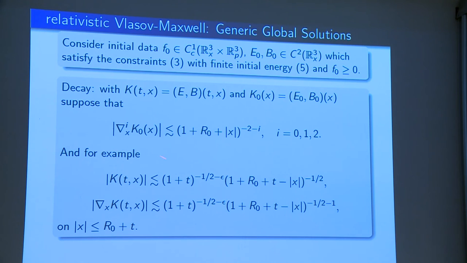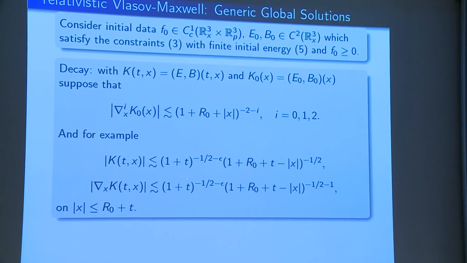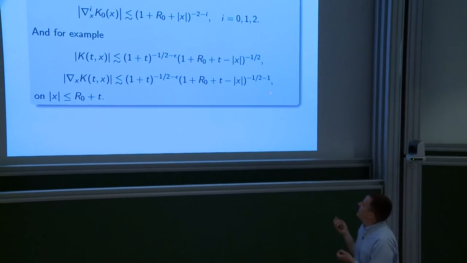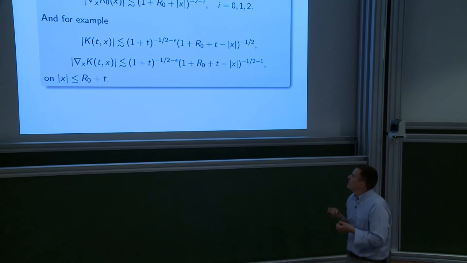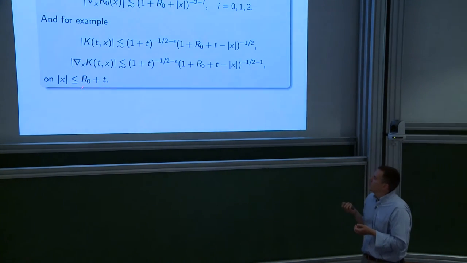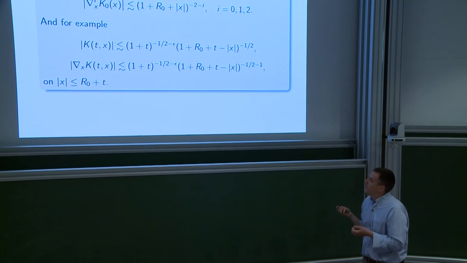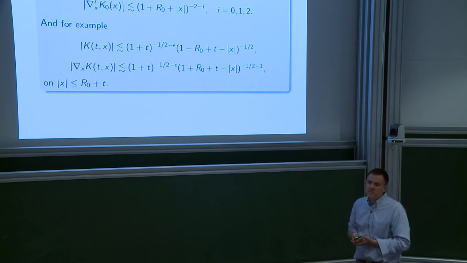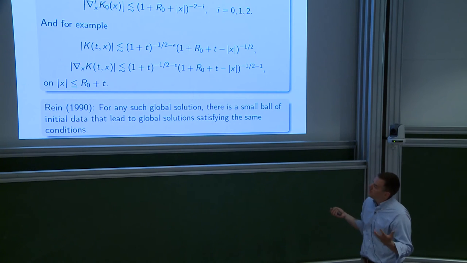And then you assume that initially the derivatives of the fields have some decay. There are other assumptions you can make, but you assume that K and the gradient of K, where K are the fields, decay a little bit in time, and that they decay in the space-time cone in this way. Then if you have a global solution that satisfies these bounds, then you have an open set of global solutions.